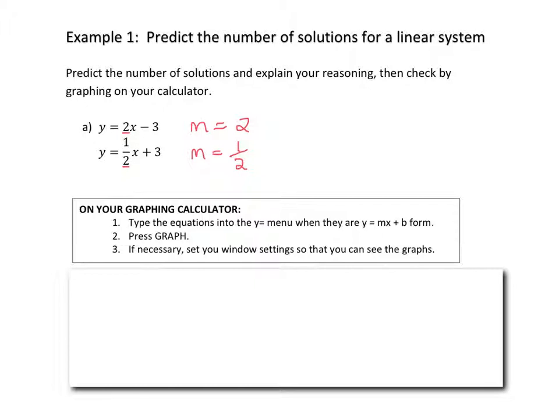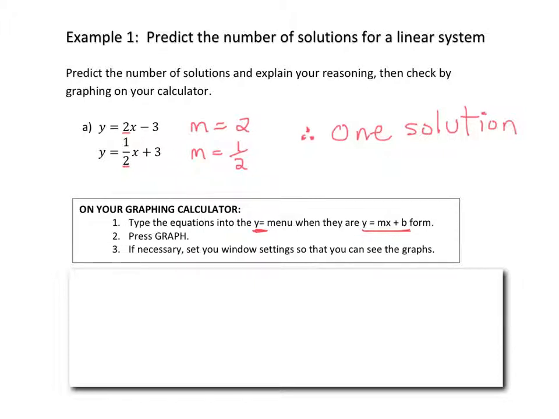Because our slopes are different, our system will have one solution. The lines will intersect at some point because the slopes are different. If you are doing this on your graphing calculator and you want to check that they actually intersect, you want to type the equations into the y equals menu. And you have to make sure that they're in y equals mx plus b form in order to type them in.